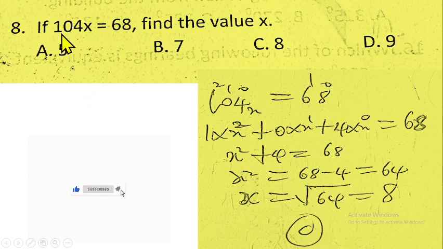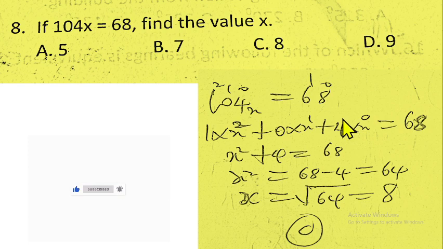Question number 8, we have: if 104 base x is equal to 68, find the value of x. So what do we do here? You have to change this number in base x to base 10. This 68 is already in base 10. So how do you change this to base 10? That means you need to expand. So we use expansion to convert to base 10.